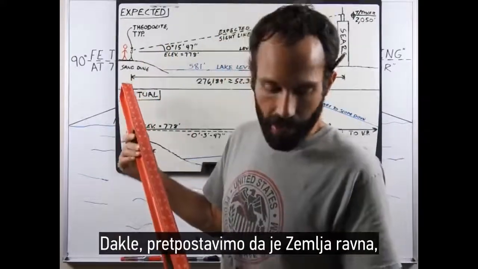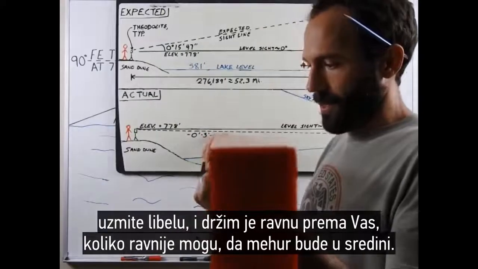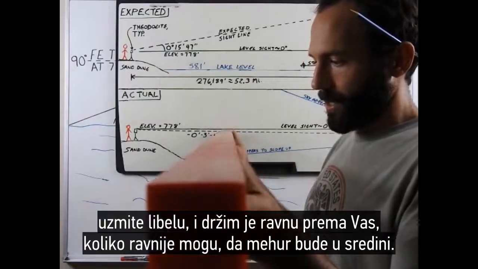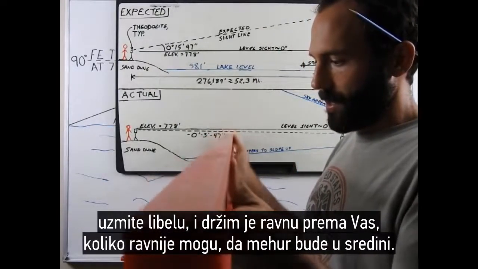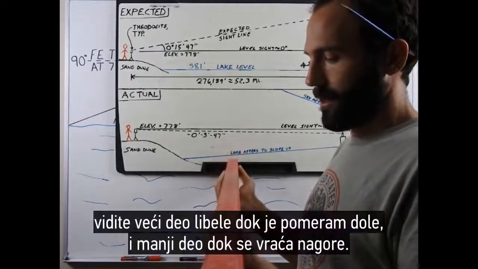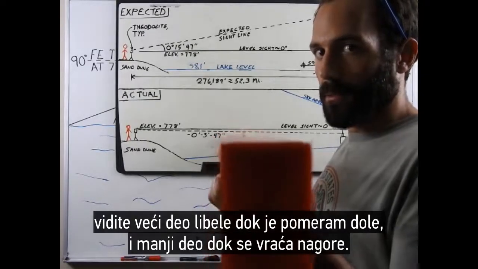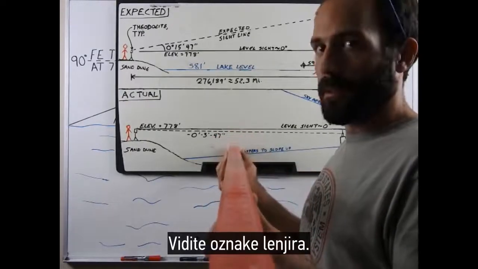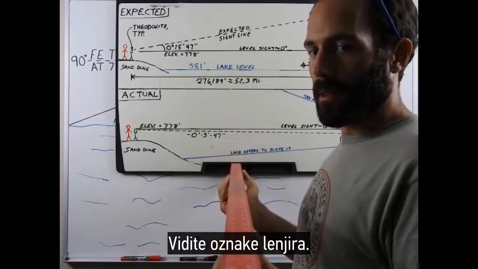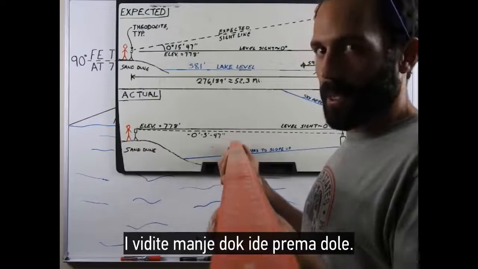So assuming the Earth is flat, if you take this level, okay, and I hold this level to you, and try to keep it as level as I can, we'll look at the bubble, and I move it down, you can see more of the level as it moves down and up. You can see more of the ruler marks on it, and less as it goes up and down.